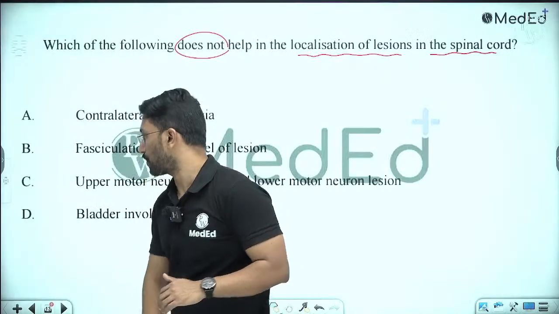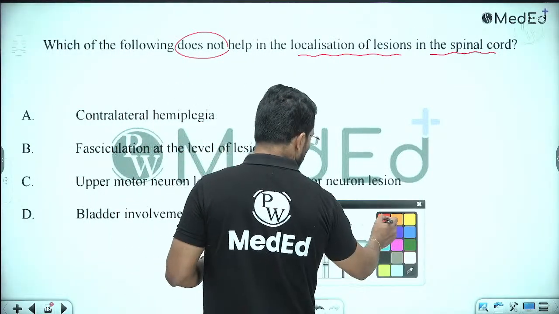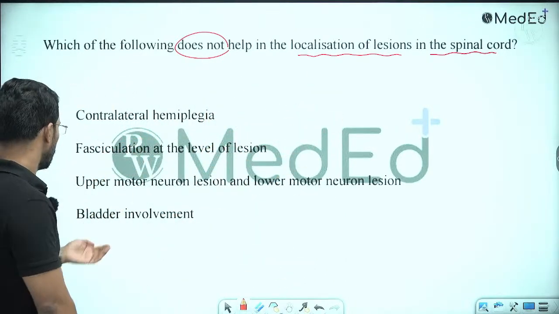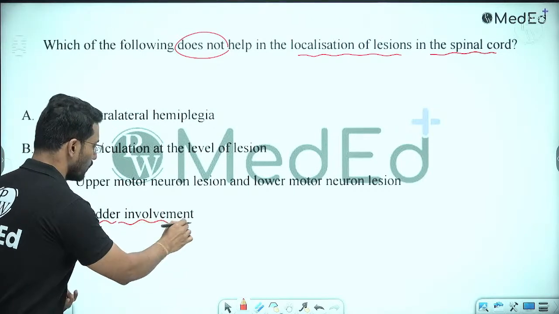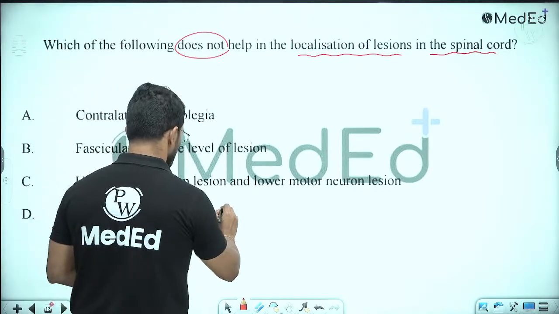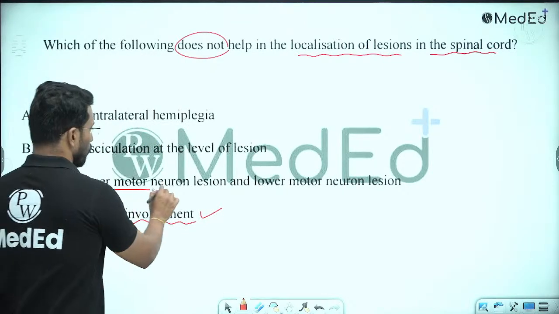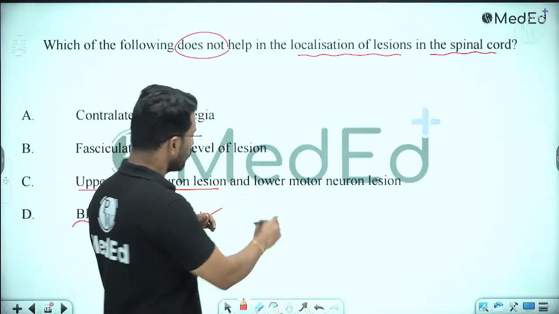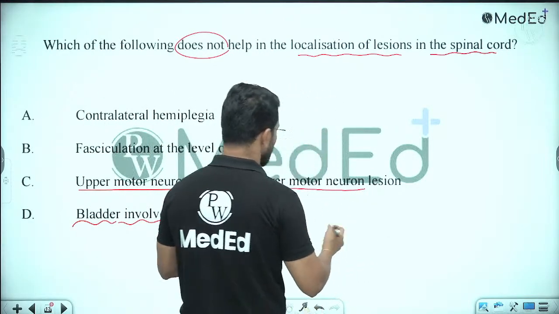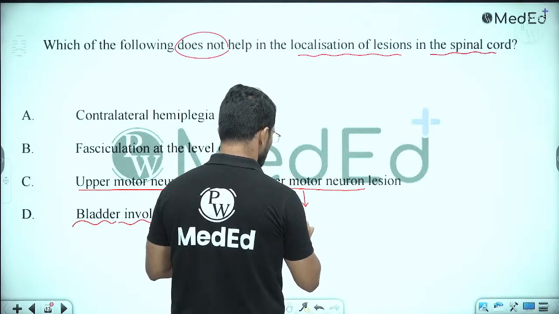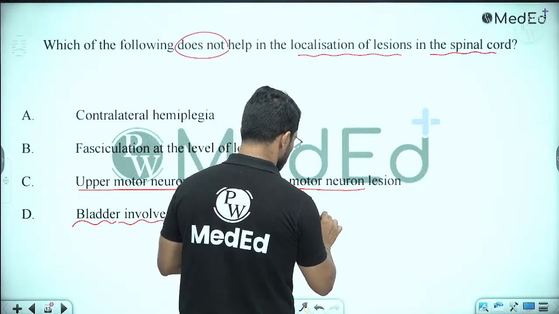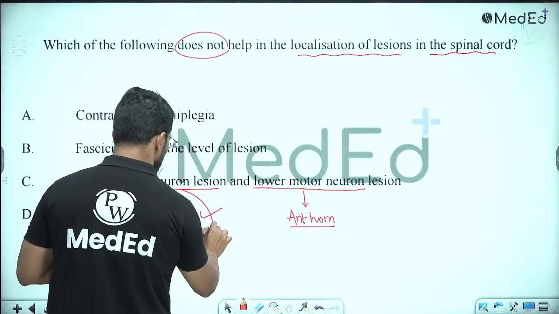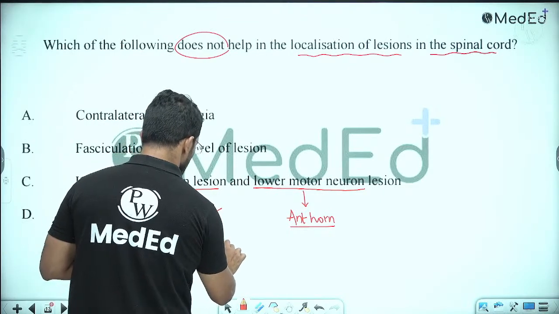Now let us get back to the question and see if we get the answer right this time. Okay, so here's the question. Which does not help in the localization of lesions in the spinal cord? Number one, bladder involvement. Yes, bladder involvement is typically known to occur in spinal cord disease, so it can help me. Upper motor neuron lesion. Yes, because we are cutting the pyramidal tract, so you can have upper motor neuron lesion plus lower motor neuron lesion also, because the anterior horns are also getting damaged. So both can happen.